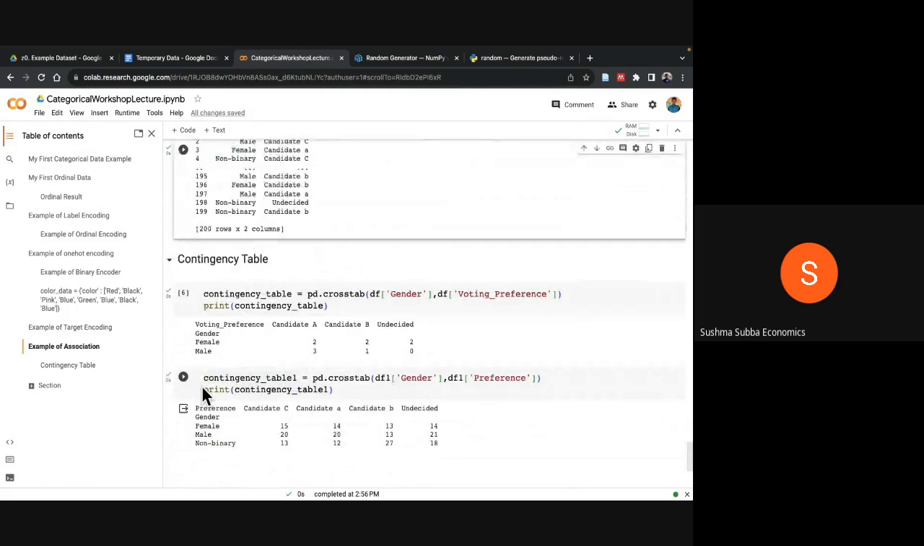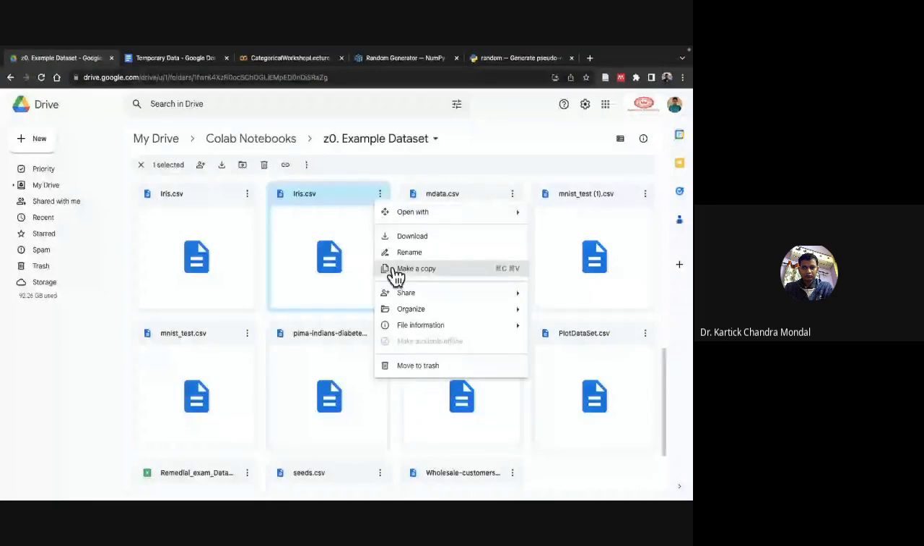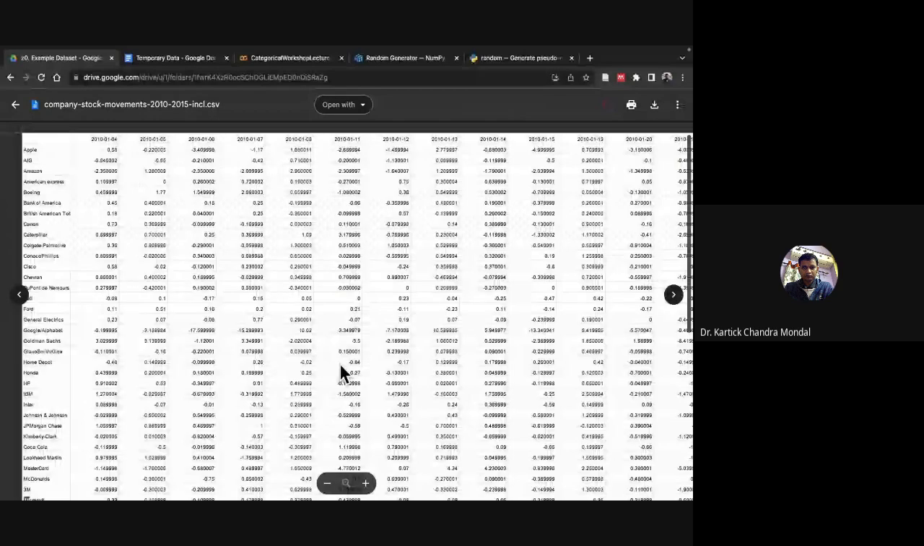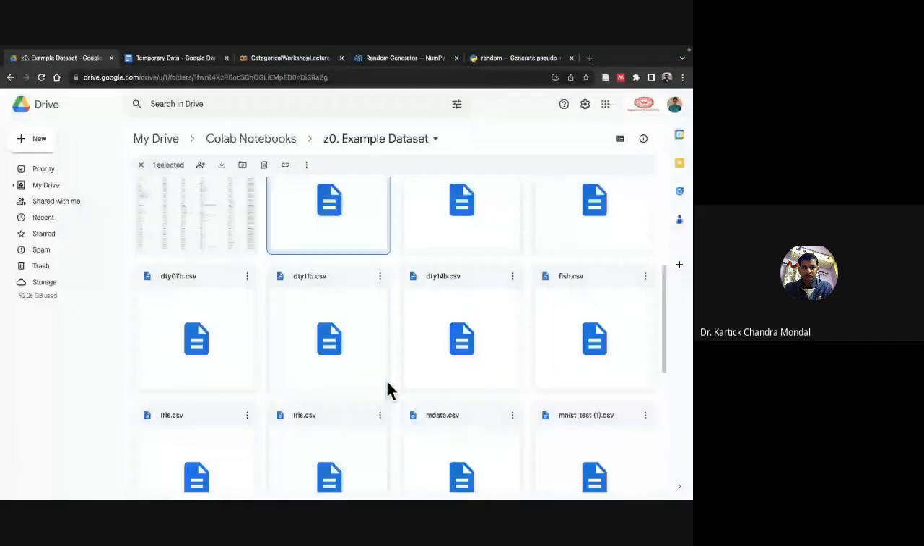Show how to load the data. Shall I show you? Whether it is in CSV format or Excel format, whichever format. The easiest way to go first is maybe this iris data set. You can have many such data sets, or company stock. Let's take a small one. Iris is a good one. It's a small one. Okay, so let's download it.